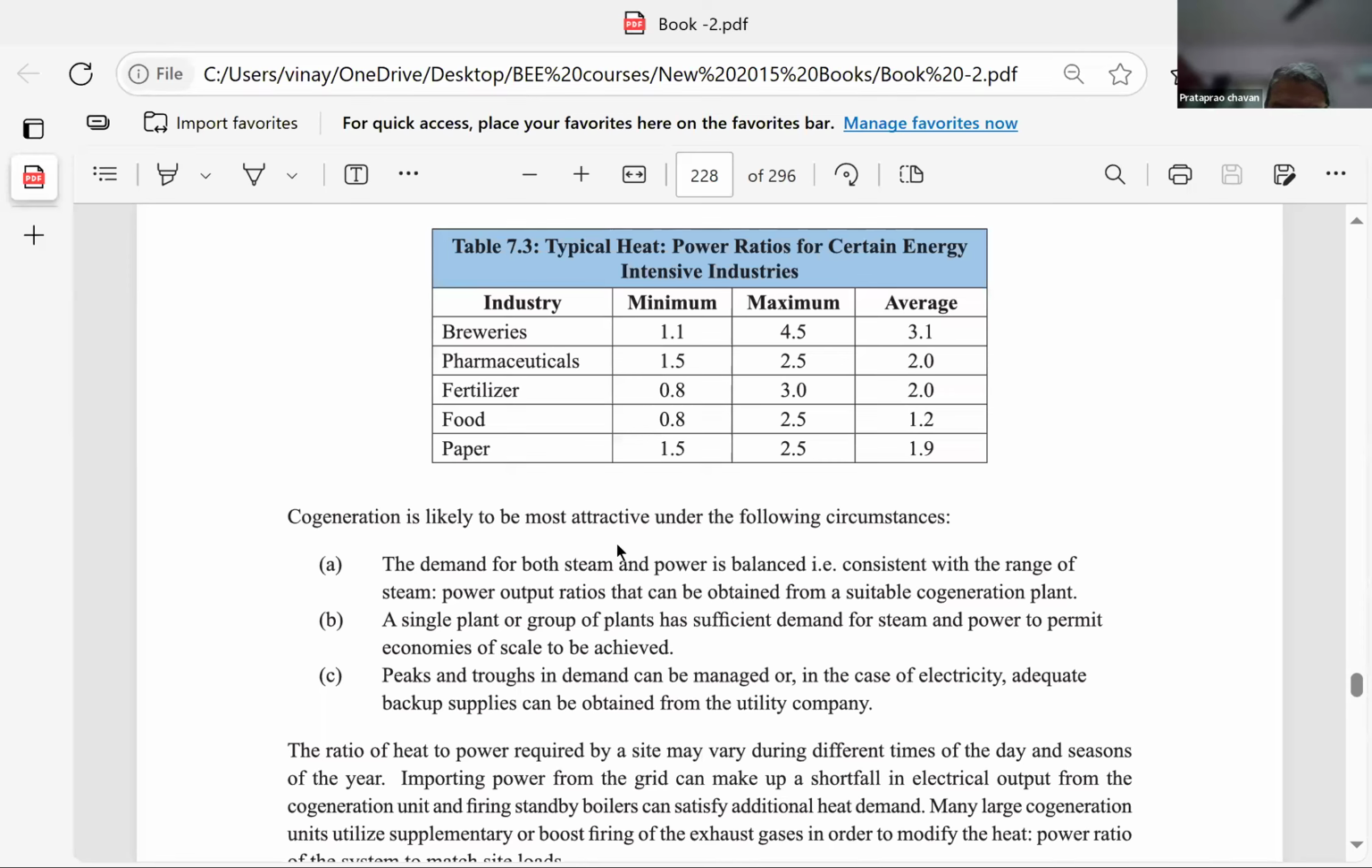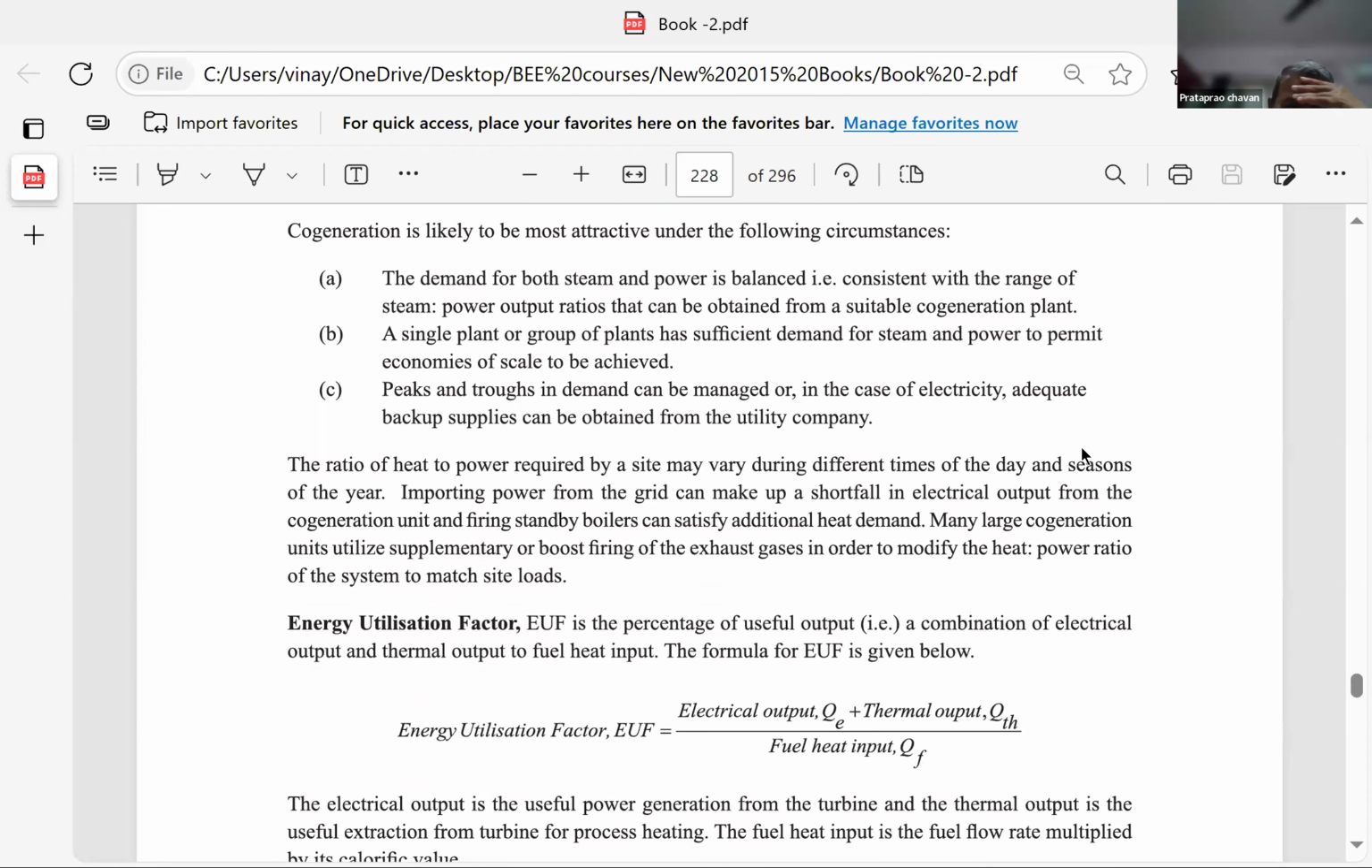Okay. Now cogeneration is likely to be most attractive under the following circumstances, where you will recommend cogeneration as an energy auditor. First condition, the demand for both steam and power is balanced. That means you have a heat to power ratio of 1. Whatever is the numerator, the same is the denominator. That is ideal. The single plant or group of plants has sufficient demand for steam and power to permit economies of scale.